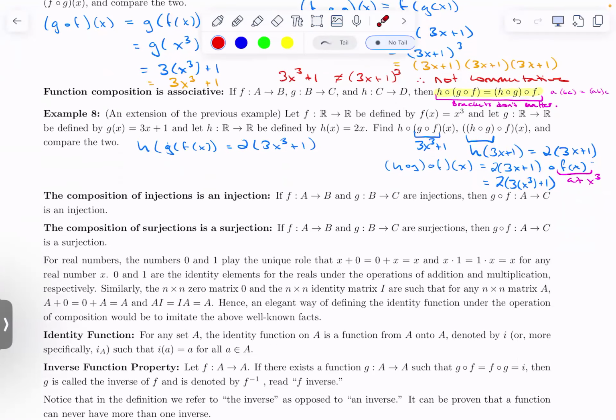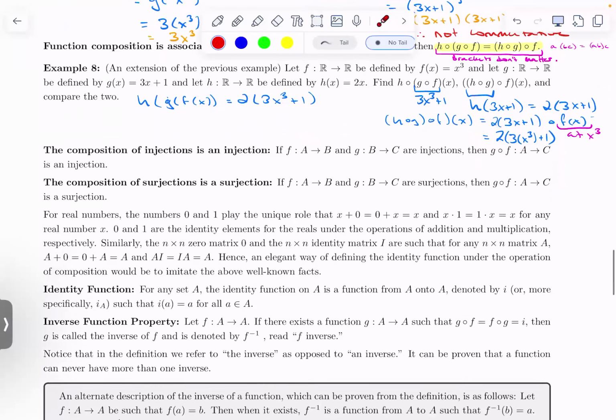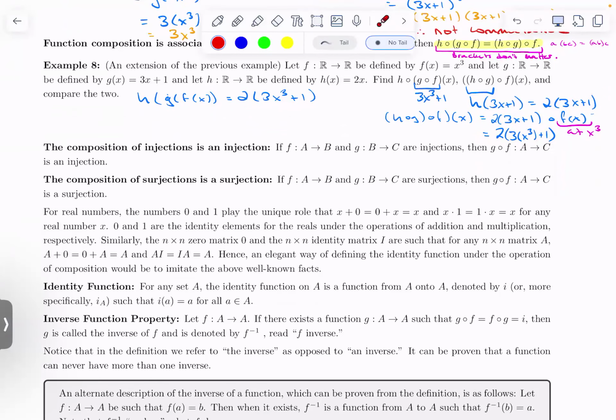Okay. A composition of injections is an injection. So if you already have 2 injections and you compose them, the result is still an injection. Fair. Same thing with the surjection, but we're not going to really bother with that. What we're going for is the inverse of the function. So we're building up to that.